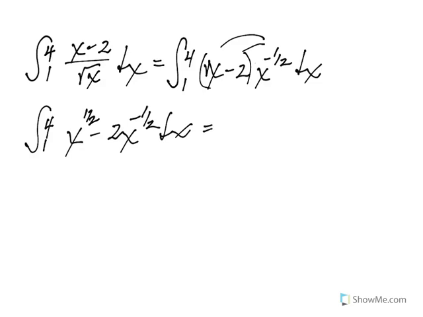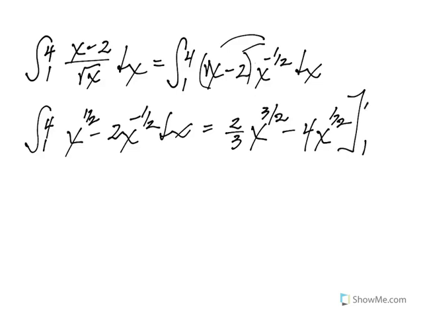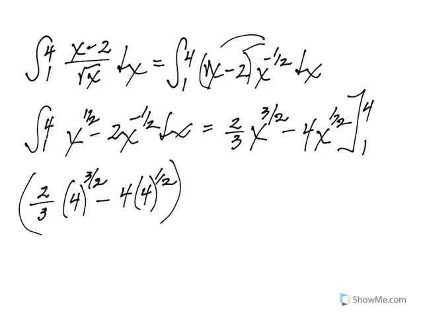The first one, x to the 3/2 over 3/2, that is 2/3 x to the 3/2, minus, that's x to the 1/2 over 1/2, copy dot flat, that gives me 4x to the 1/2. Again, evaluated from 1 to 4. I take the upper bound 4, I plug it in, that's 2/3 times 4 to the 3/2 minus 4 times 4 to the 1/2. Antiderivative evaluated at the upper bound, minus then the antiderivative evaluated at the lower bound.